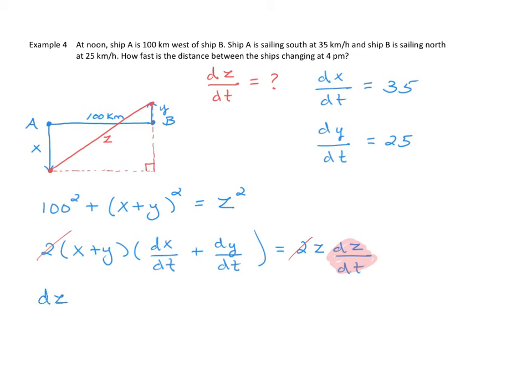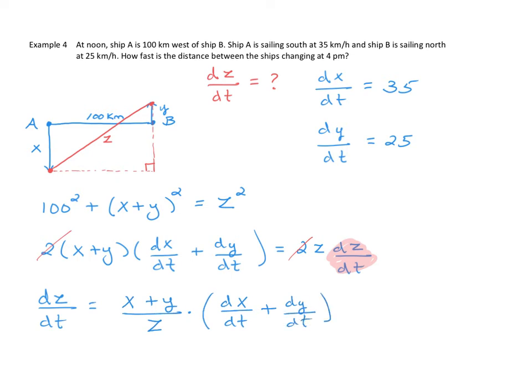I'm going to say dz/dt is equal to this whole side divided by z, and I'll just put z in the denominator here. So we get (x plus y) over z. I don't really need parentheses on that numerator anymore. And then I have dx/dt plus dy/dt.